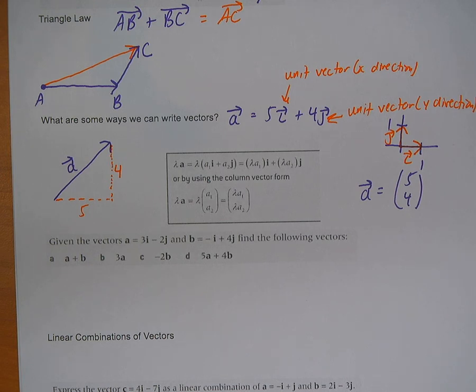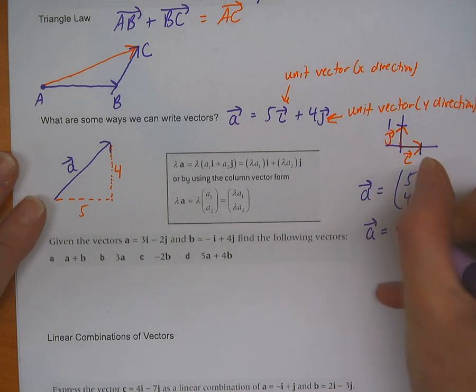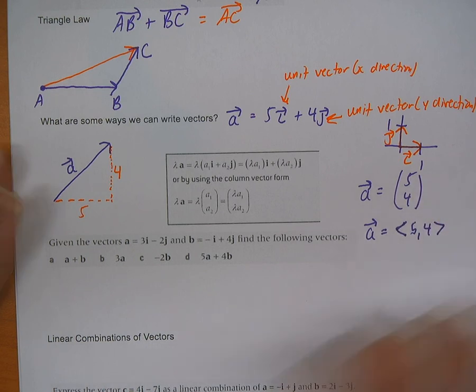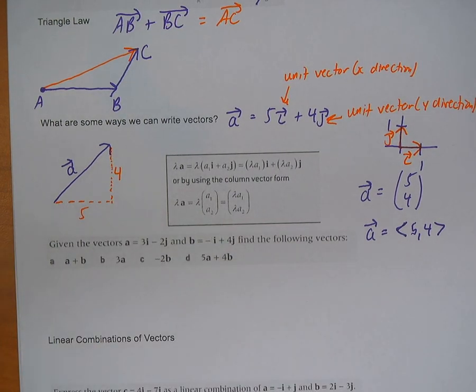Another way that's used less frequently in IB, but you do occasionally see it, is with these triangular brackets. And the first number is the x movement and the second number is the y. So 5, 4. All of those represent this vector A right here. Okay, so those are 3 different ways that you can write vectors out. We're going to use all 3 of those at different points in this unit.